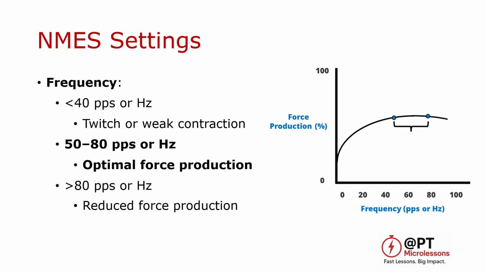Let's move on to frequency. This graph shows how frequency affects force production. At lower frequencies, the muscle produces individual twitches, resulting in a weak contraction. As we increase the frequency to between 50 and 80 pulses per second, or hertz, force production is optimized. If the frequency is increased beyond this range, force production decreases. This is likely due to the nerve's inability to repeatedly depolarize at very high rates.